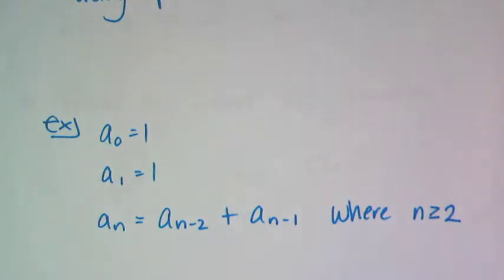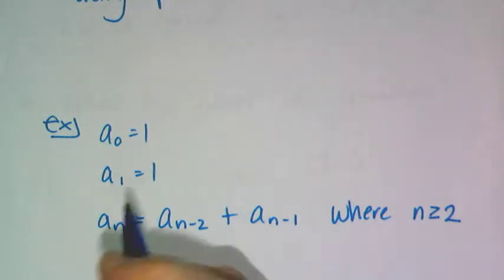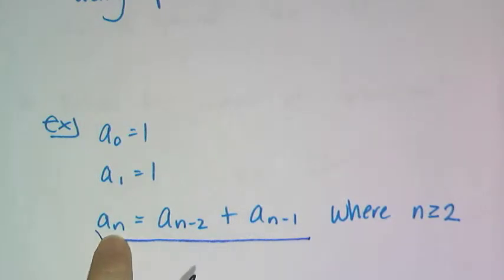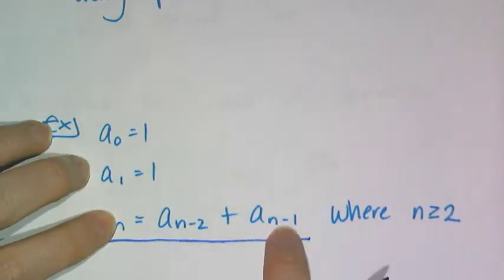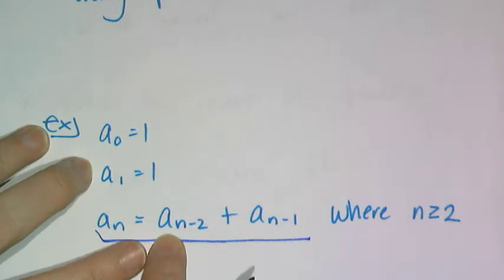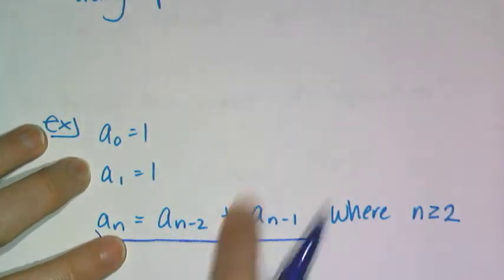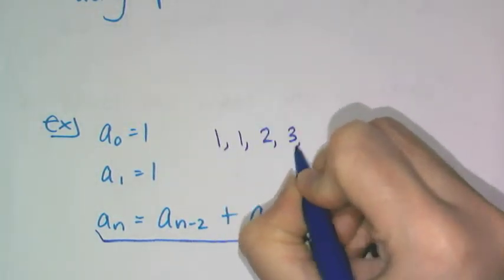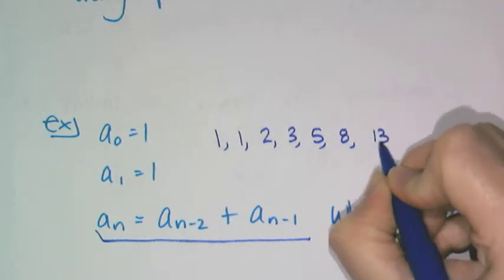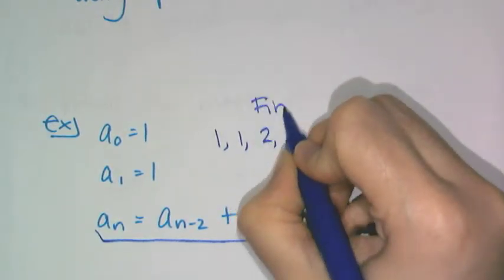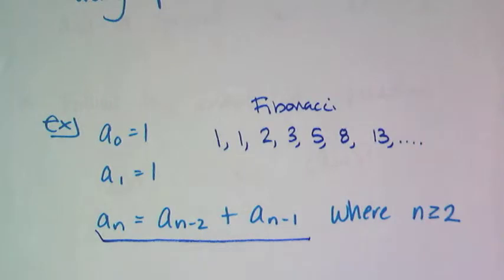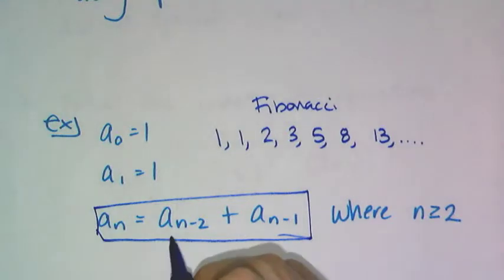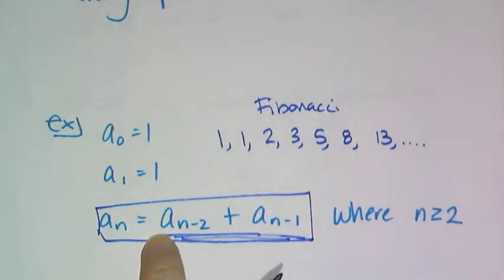And of course, the most famous example of a recursively defined sequence is this one, where I say a sub 0 is 1 and a sub 1 is 1. And what this notation is telling me is that the a sub n term is the term before that plus the term before that. And I have to give the criteria where n is greater than or equal to 2, which generates this sequence: 1, 1, 2, 3, 5, 8, 13, and so on. We know this as the Fibonacci sequence, and this is a recursive definition. Recursive definitions are easy to spot because in the rule, you'll see a sub n's in it.